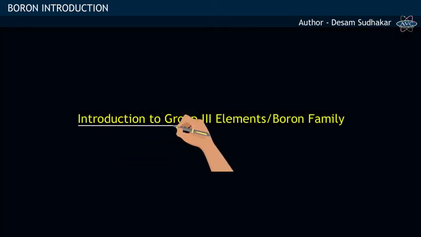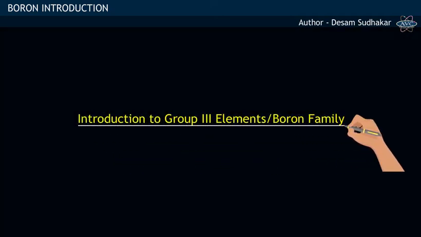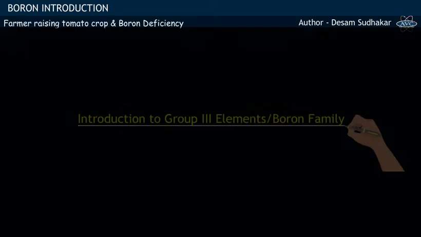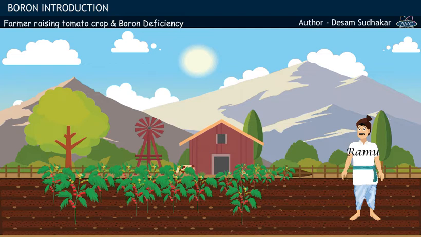Introduction to Group 3 elements of boron family. A farmer named Ramu wishes to raise tomato crop in his farmland.